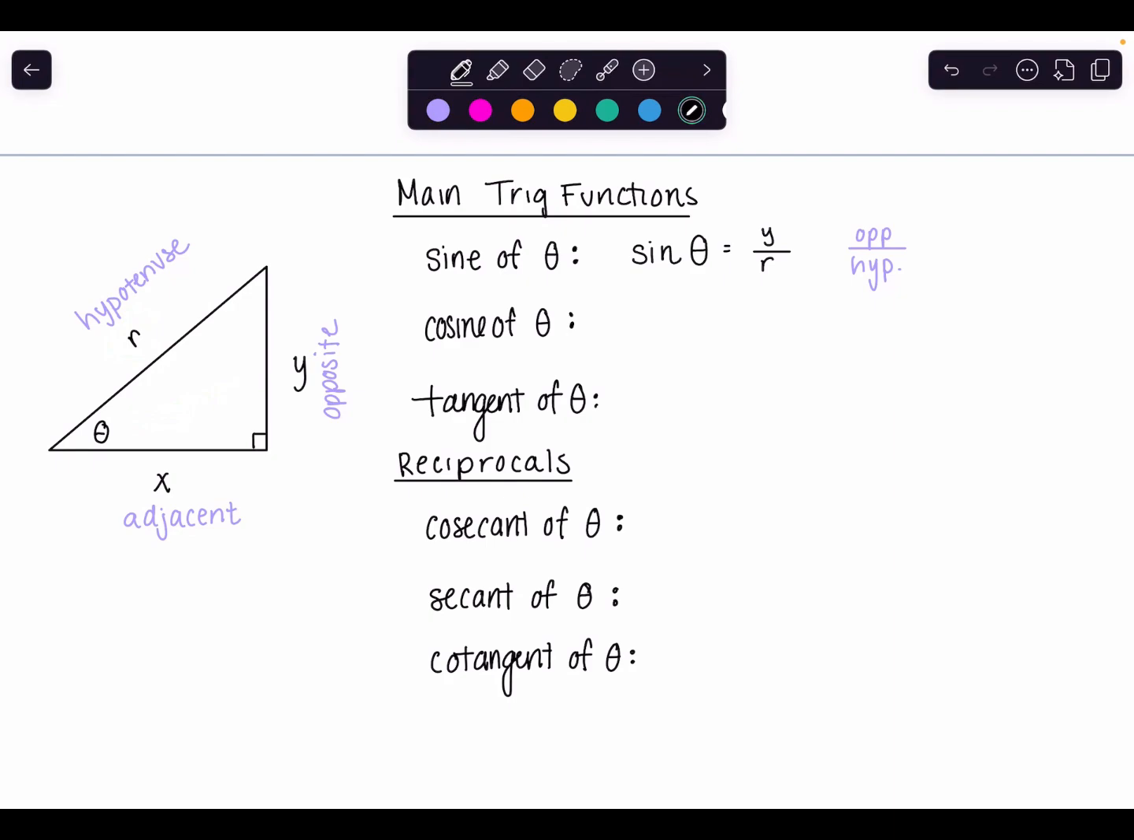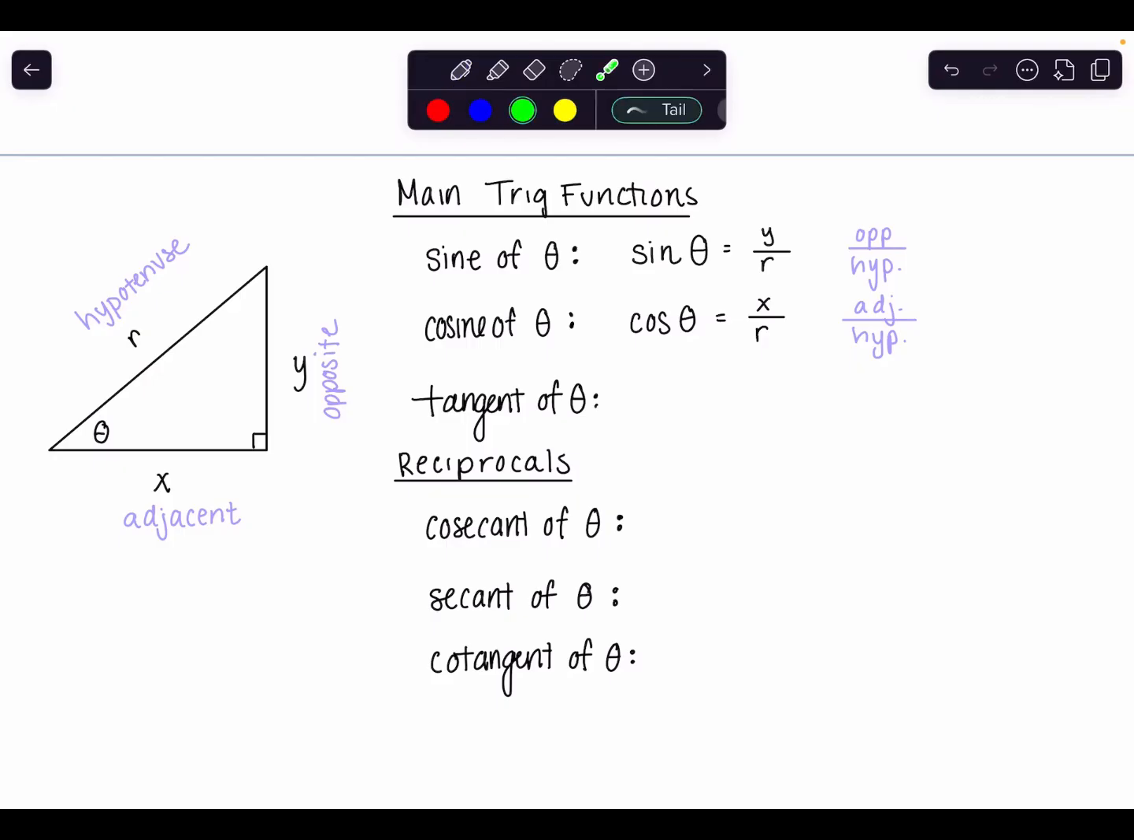Cosine is denoted by cos of, again, that angle theta, because that defines this triangle. This specific ratio is going to be x divided by r. So cosine you can think of as the adjacent divided by the hypotenuse.